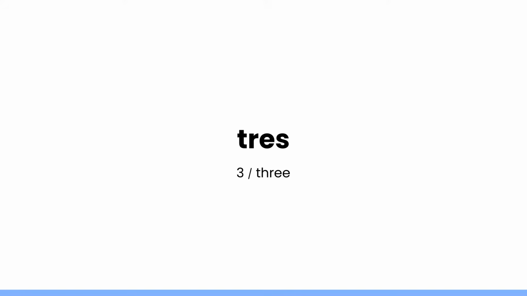Alright, number 2, dos. Then number 3 is tres. And number 4, cuatro. Alright, let's move on to number 5, which is cinco. And number 6, which is seis. And then number 7, siete. So cinco, seis, siete. And number 8, ocho.